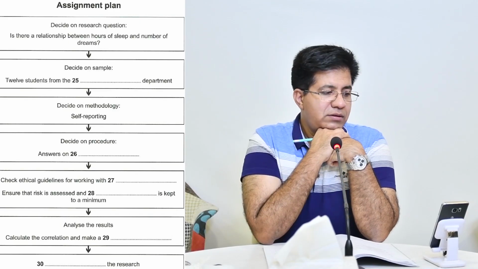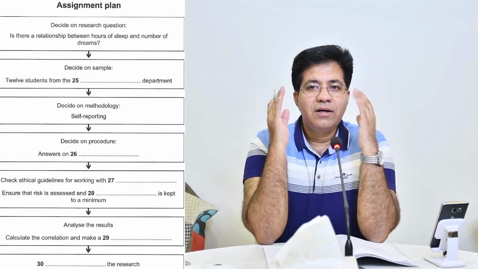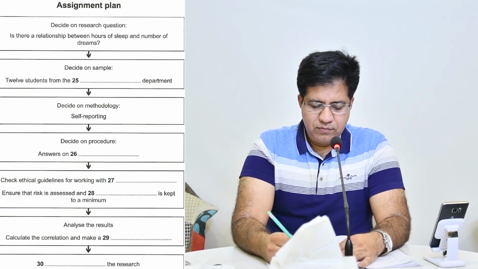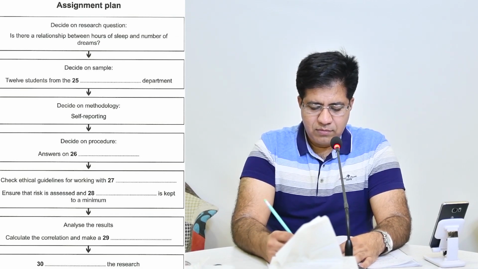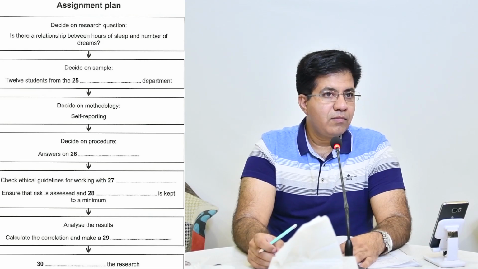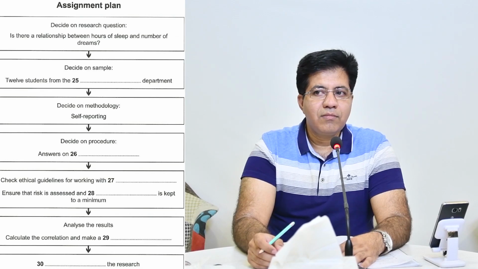So, shall we plan what we have to do for this assignment? Okay. First, we have to decide on our research question. So, how about, is there a relationship between hours of sleep and number of dreams? Okay. Then we need to think about who we'll do the study on. About 12 people? Right. And shall we use other psychology students? Let's use people from a different department. What about history? Yes, they might have interesting dreams. Or literature students. I don't really know any.